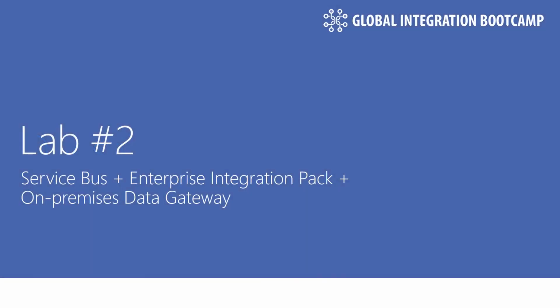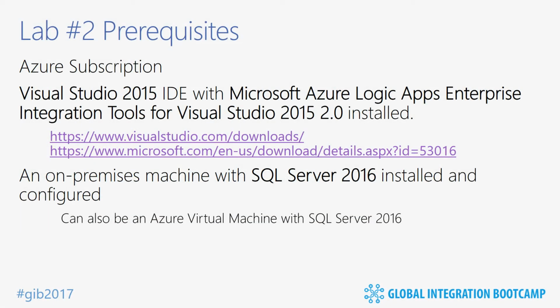So, just looking at the lab, what you're going to do, you're going to start with a service bus connection, and you're going to pick up a message, and then use the enterprise integration pack to do some processing on that. I think there's some schema validation that you set up there. And then you're going to set up an on-premises gateway so that you can reach down and store your information into a SQL database.